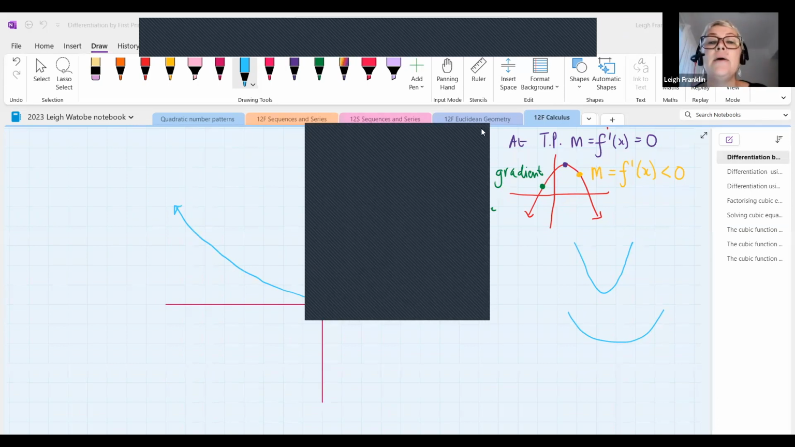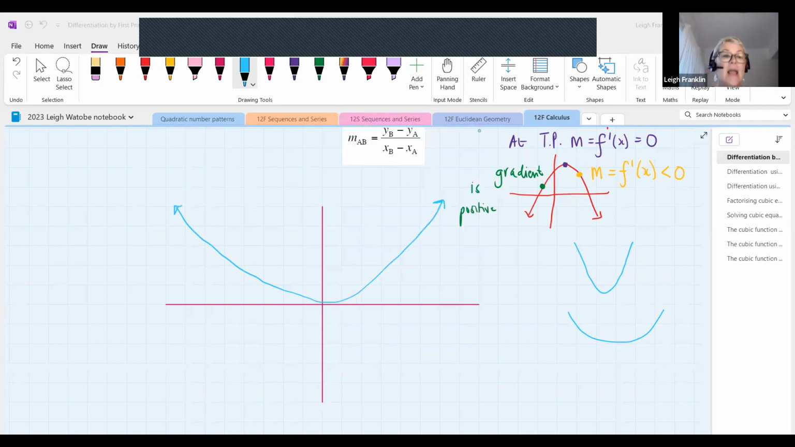Now, if I say to you that this parabola is the graph of y equals f of x equals x squared, we're all familiar with that particular parabola because it's the very first one that we studied when we were in grade 10. So we've all seen y equals x squared before.